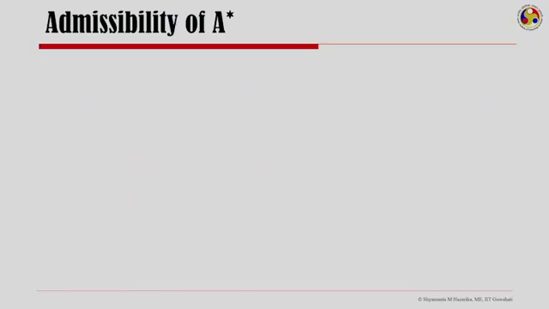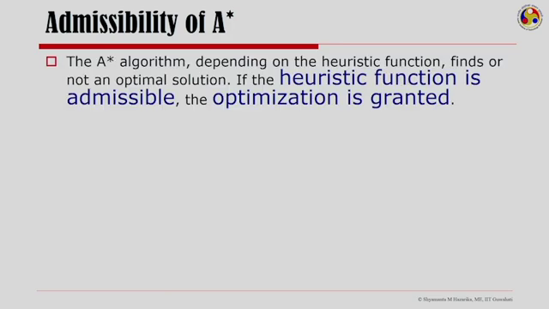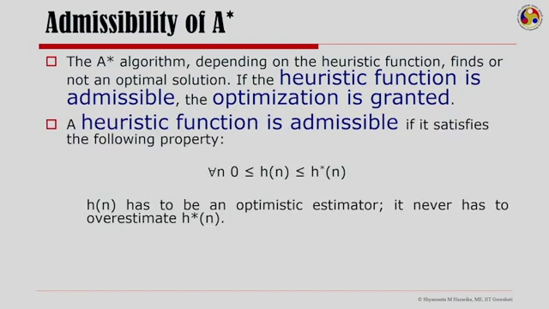Now we talk of admissibility of A star. The A star algorithm, depending on the heuristic function, finds or does not find an optimal solution. If the heuristic function is admissible, optimization is guaranteed. A heuristic function is admissible if it satisfies the following property.